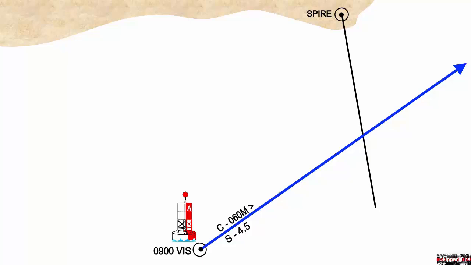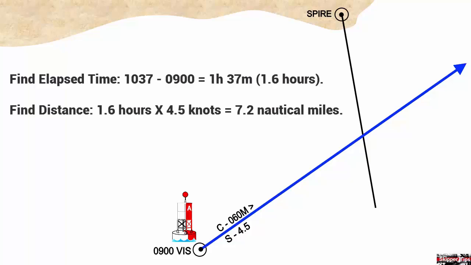Plot a DR onto the track line at the same time that we took the bearing. We took our bearing at 1037, so let's plot a DR for 1037. The amount of time between 0900 and 1037 will be 1 hour and 37 minutes, or 1.6 hours. Multiply 1.6 hours times our speed, 4.5 knots, to find out the distance traveled in that amount of time. Here we find we've traveled 7.2 nautical miles.